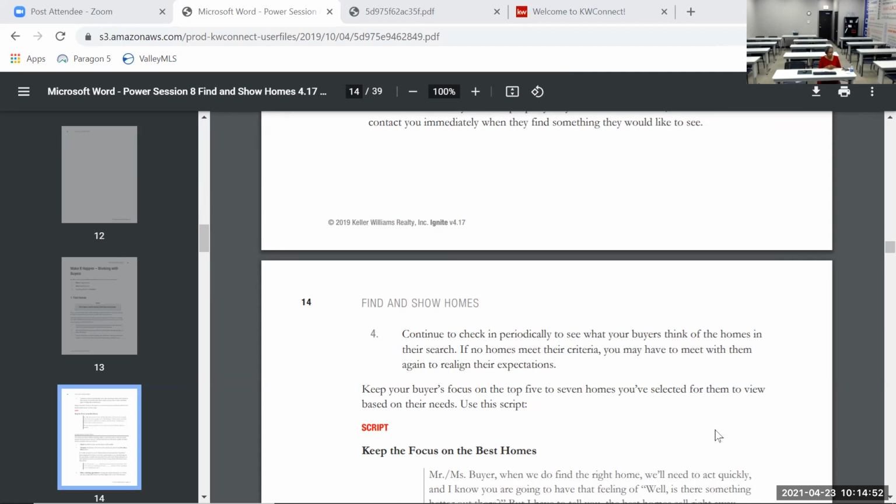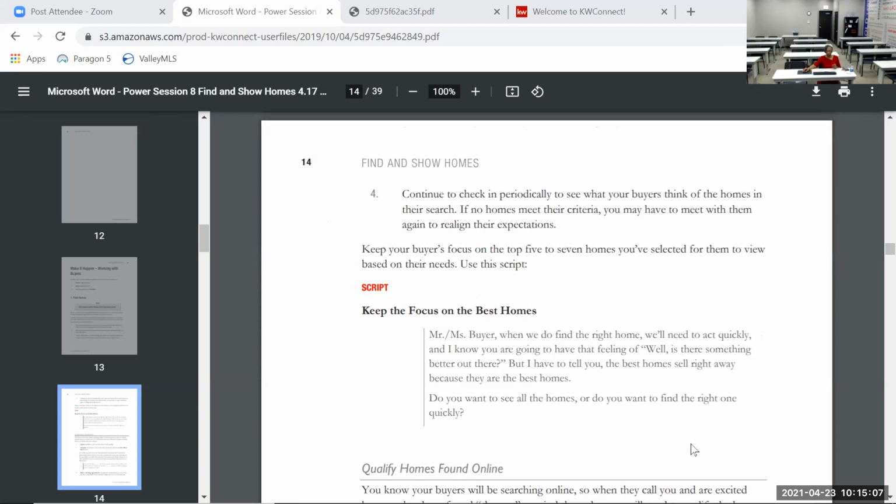Do we need to revisit the price point? Do we need to revisit some of their must-haves? Okay. But keep your buyers focused on the top 5 to 7 homes that you've selected for them to view, and based on their needs by using this script.